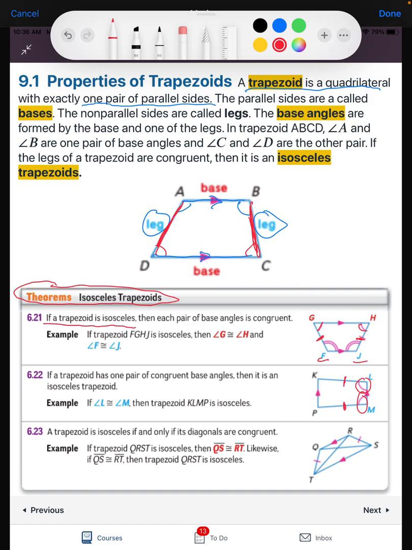So the legs are equal to each other. A trapezoid is isosceles if and only if its diagonals are congruent. So the diagonals must be congruent, or equal to each other. So QS and RT must be equal to each other for the trapezoid to be isosceles.